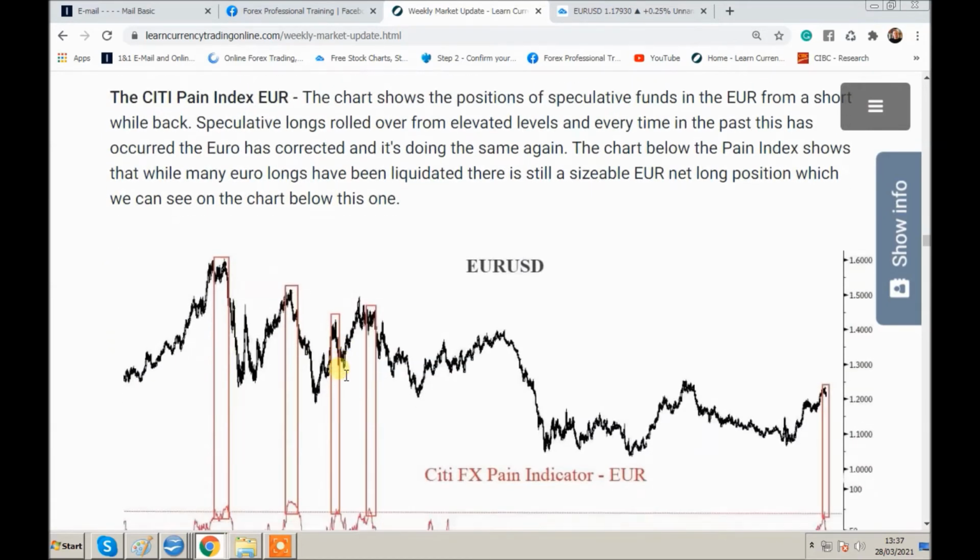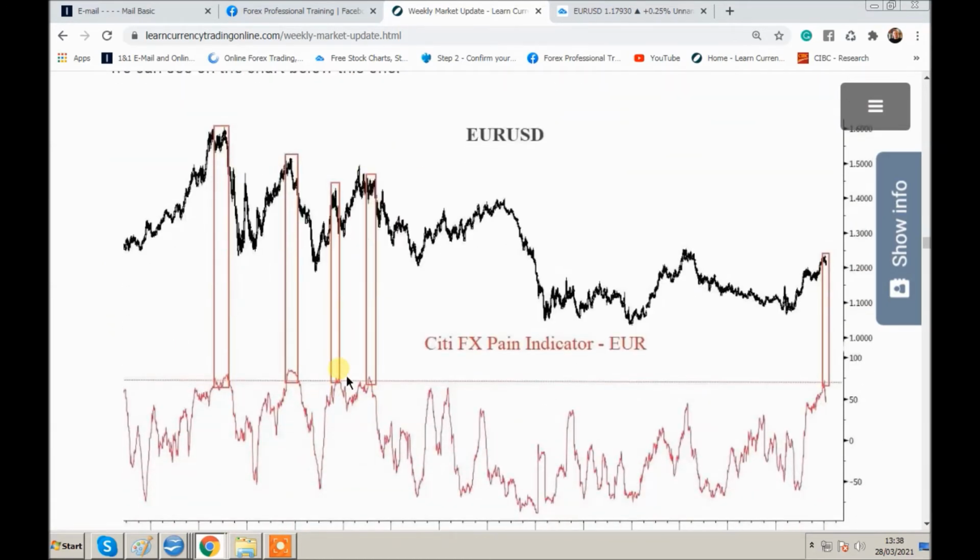Which is going to be this one. And obviously, when you're doing fundamental analysis, you want to look at the sentiment towards a pair as well. What is the trader sentiment towards the fundamentals? And this is the City Pain Index.